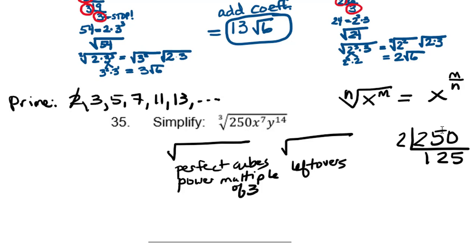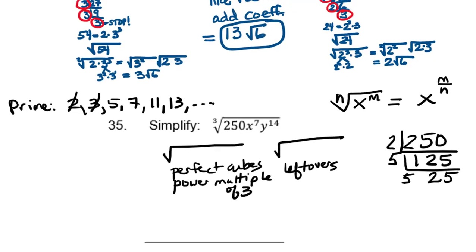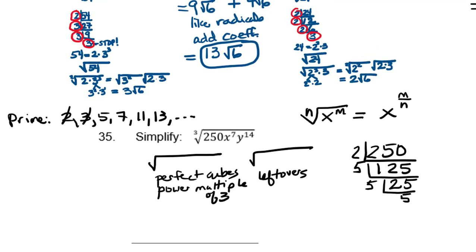So then we move on to 3. Can 3 go into 125? Well, 3 goes into 12 4 times, but 3 goes into 5 with a remainder. So no, 3 does not go evenly into 125. So now we're going to move on to 5. 5 goes into 125 25 times. Can 5 go into 25? Yes, it goes in 5 times.